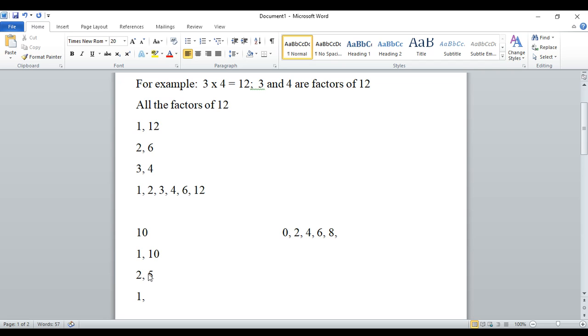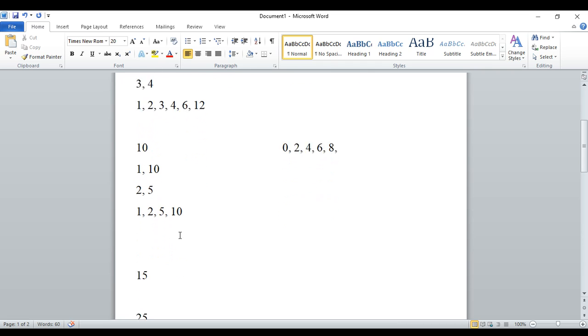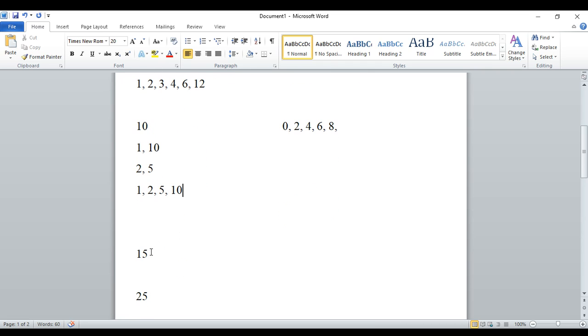So now I'm going to go down here and put all these numbers in numerical order. So 1, 2, 5, and 10 are all the factors of the number 10. Let's look at this number, 15. We're going to find all the possible factors of 15. So we're going to start at the beginning, and that means start with 1. 1 times what gives you 15? Well, 1 times 15.